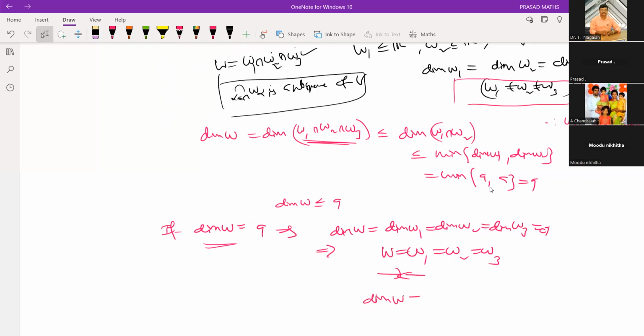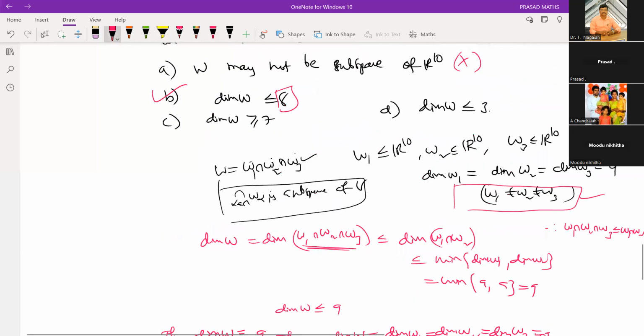Therefore, this is not possible. Dimension of W cannot be 9. Therefore, dimension of W is less than 9. Therefore, dimension of W is less than or equal to 8. So, therefore, dimension of W less than or equal to 8 is the right answer. And look at this one. Is this greater than or less than or equal to? Sorry, this is greater than, this is less than or equals to. This is also wrong, right?